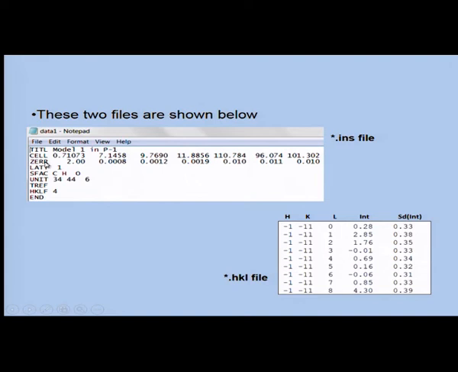Do not read it as Z, Z, R. Z means how many molecules are there in the unit cell. R means standard deviation of A, B, C and alpha, beta, gamma. Lattice type: if it is centrosymmetric, no sign. If it is non-centrosymmetric, put a negative sign. And there are 4 types of lattices: primitive, body centered, base centered, face centered. Accordingly, the number will change.